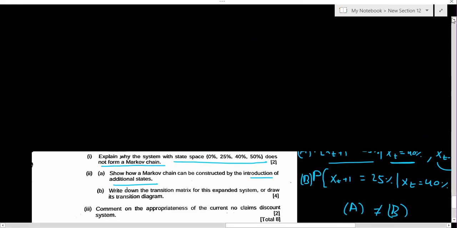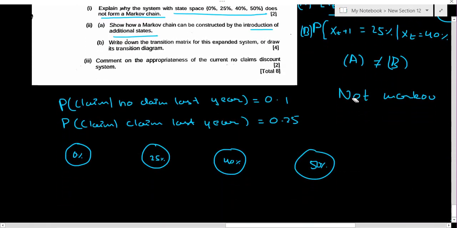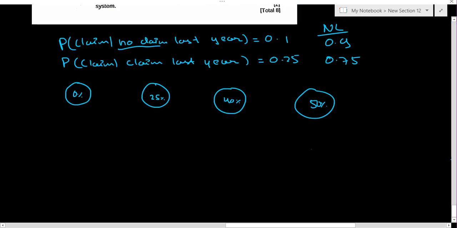This makes a lot of sense, right? The policyholder who had made a claim last year will expect to make a claim this year with a higher probability. And the corresponding probabilities of no claim would be 0.9 and 0.75. That is, the probability of not making a claim this year, given that there was no claim last year, is 0.9, and given that there was a claim last year, is 0.75. Clearly the probability of the next state depends on the past state as well, and not only on the present state that you are occupying.